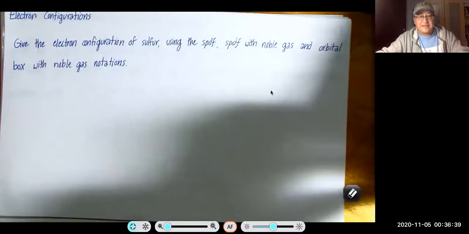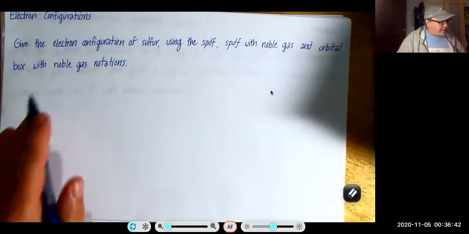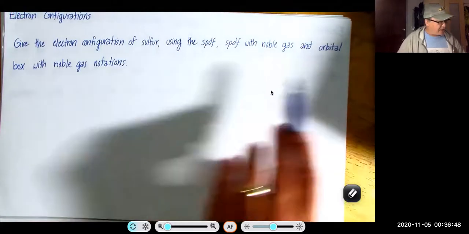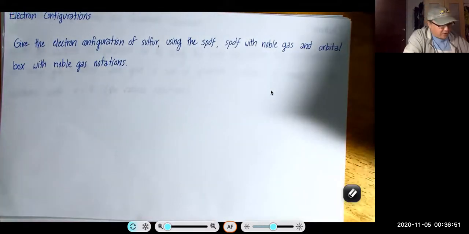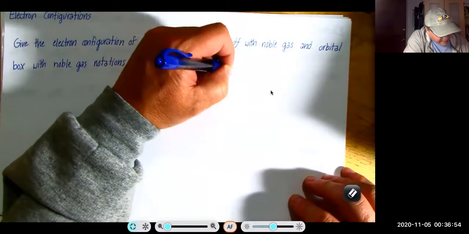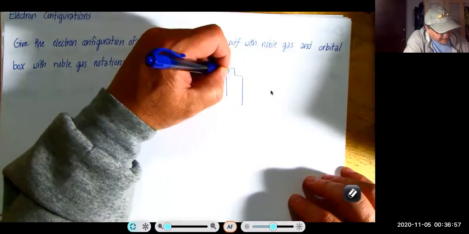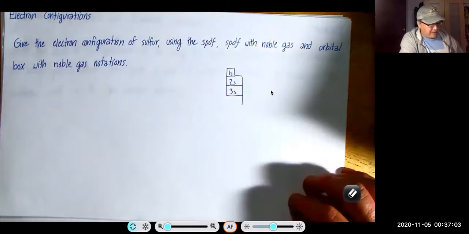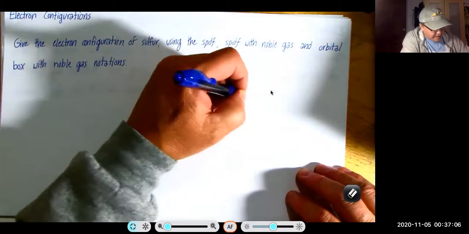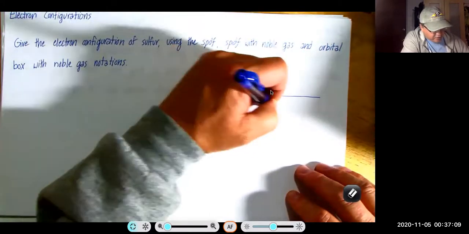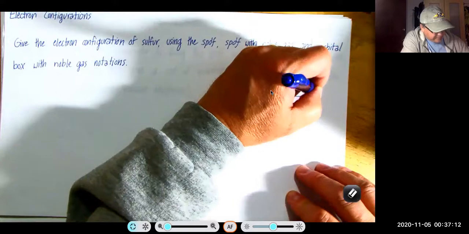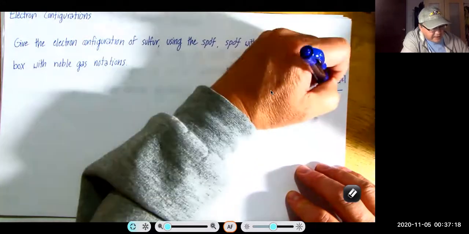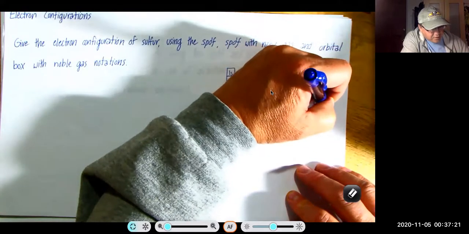Okay, so let's practice what we just learned. Give the electron configuration of sulfur using the SPDF, SPDF with noble gas, and orbital box with noble gas notation. So I'm going to duplicate part of the periodic table here. So here's the 1s, here's the 2s, and here's the 3s. I'm going to need that much of the periodic table. And then here we have the 3d. And this is 1s. And this is 2p, 3p, 4p.